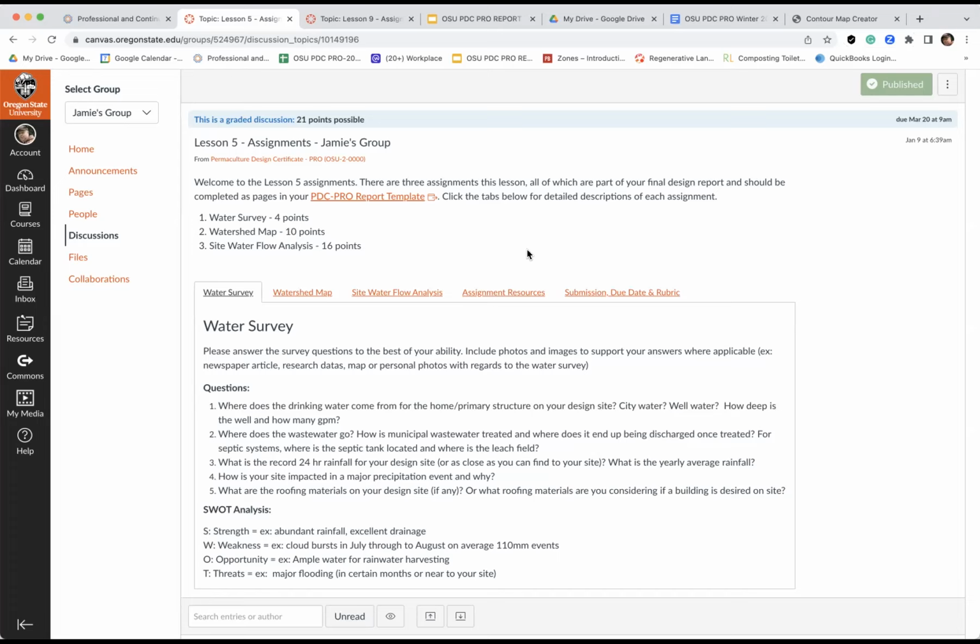So as you can see, we've got 3 different parts of the assignment. I'll just get my little spotlight tool. There we go. So we have a water survey, which is pretty straightforward. We're just asking, where does your potable water source come from and where does your wastewater go? And that can be interesting. Depending on your location, sometimes it's dramatically similar.